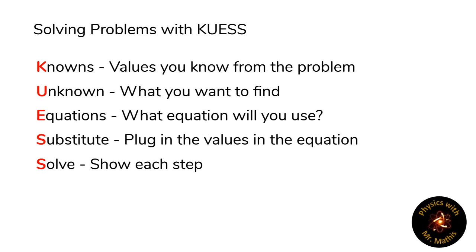To solve the problem, we're going to use our KUESS method. K is for the knowns, U for the unknown that we're trying to find, E for the equation, S for substituting, plugging in the knowns into the equation, and then the final S for solving as we show each step.